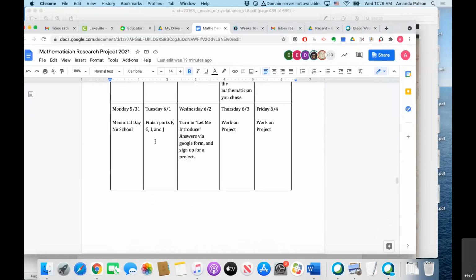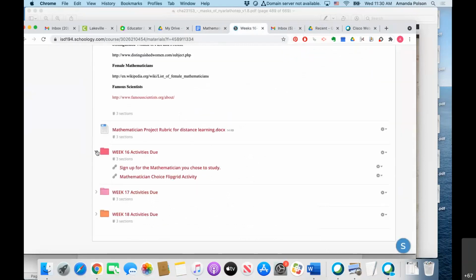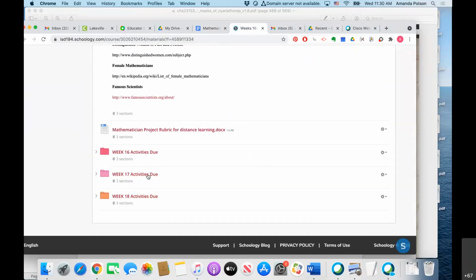So you want to be finished with your research by Tuesday next week. Okay? The next thing is turning your research in. To turn your research in, that you're doing next week, and that's in the week 17 activities.